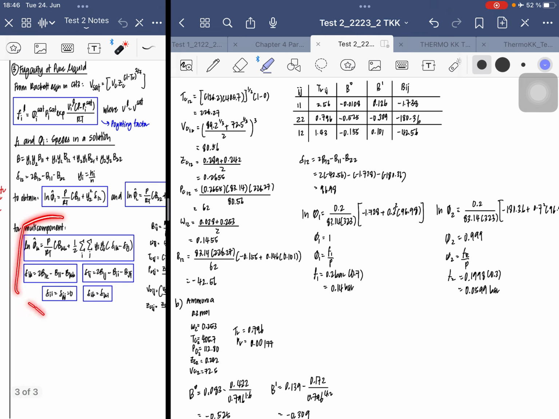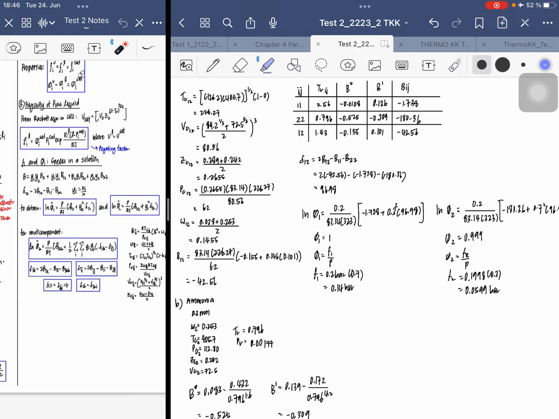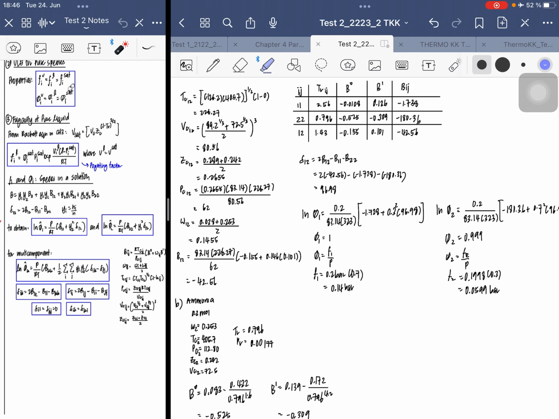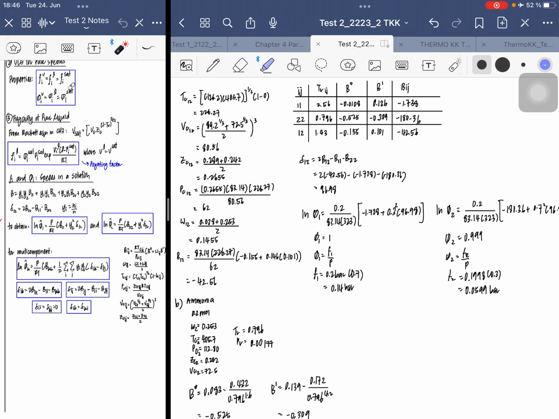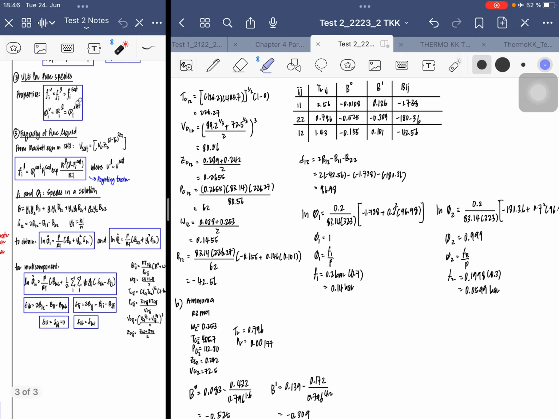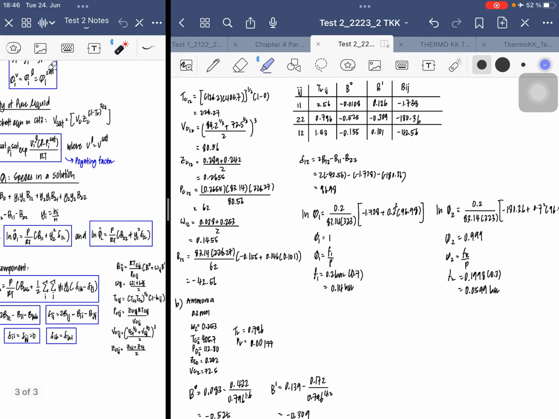This one doesn't really matter because it's multi-component, which is more than 2 species, but as far as I know, the questions that I've gone through don't have more than 2 species. So this one doesn't really matter, honestly. We just focus on these two, because at most we are doing just 2 species.